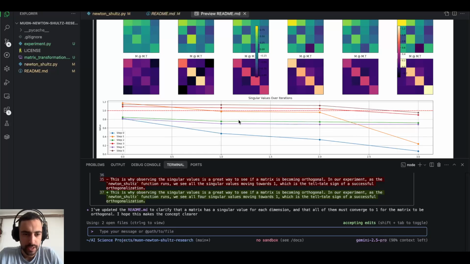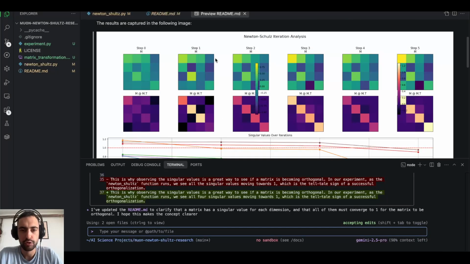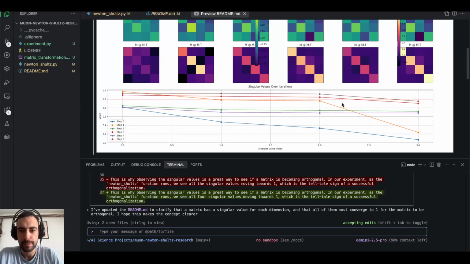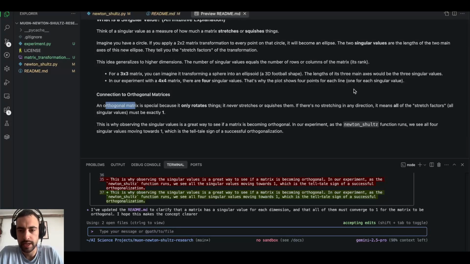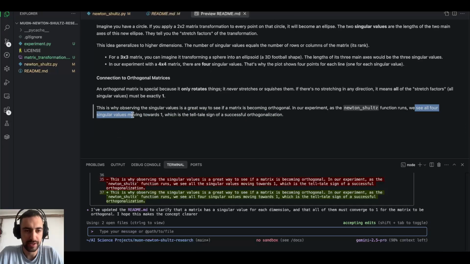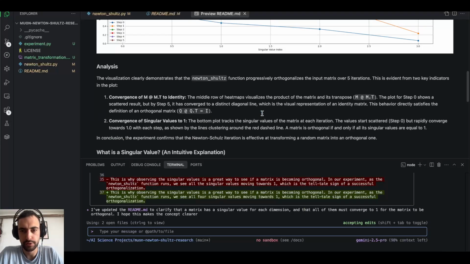This is fixed. It is a bit oscillating, going left, right, everywhere. But in the end, the brown one seems to be closest. Although on this graph, maybe red one seems closest. Maybe this Newton-Schultz iteration method is not perfect. Maybe this red one was actually closer. But on average, the last one should be closest if you do this for many, many matrices. In our experiments, we see all 4 singular values moving towards 1, which is a telltale sign of successful orthogonalization.